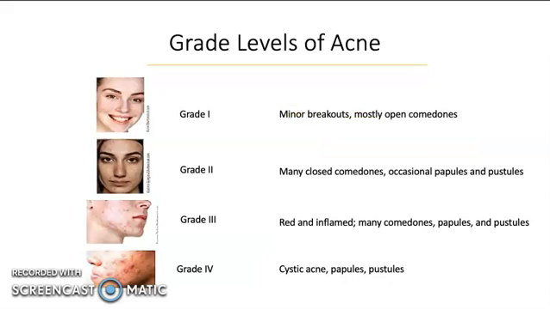So there are 4 grade levels of acne. We have grade 1. As you can see in the picture, there are minor breakouts, mostly open comedones. Grade 2, many closed comedones, occasional papules or pustules. We have grade 3, which is red, inflamed, with many comedones, pustules, papules.